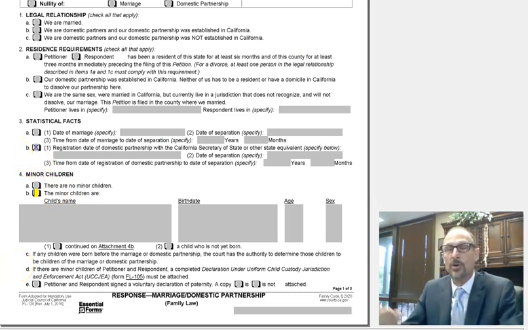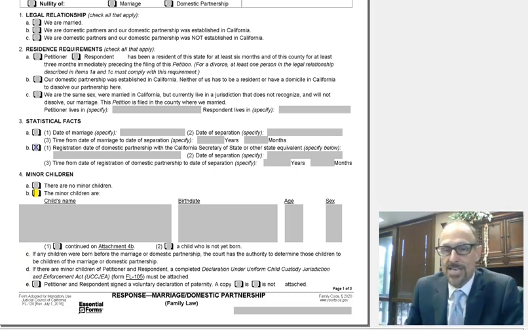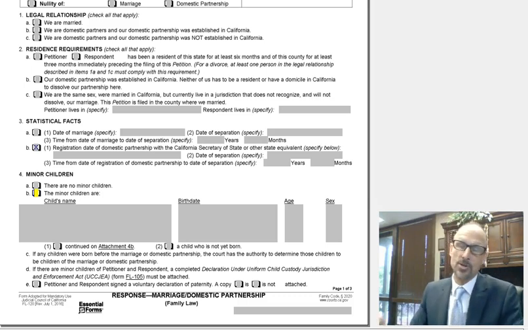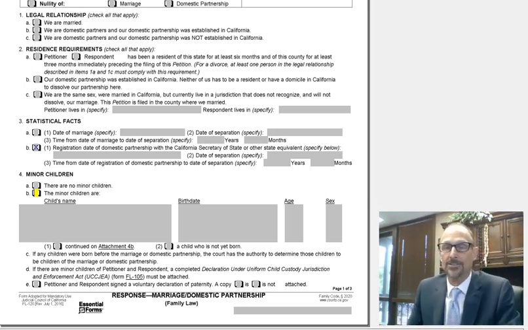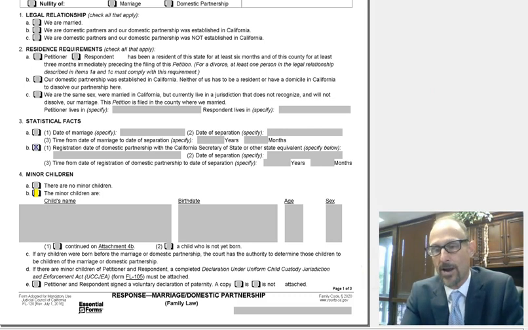Okay. If in this marriage one or the other of you signed a voluntary declaration of paternity on a child, then you'll want to mark is or is not present, and then you'll want to attach that if it exists. That's pretty rare in a marriage.